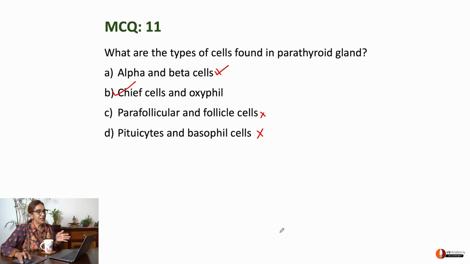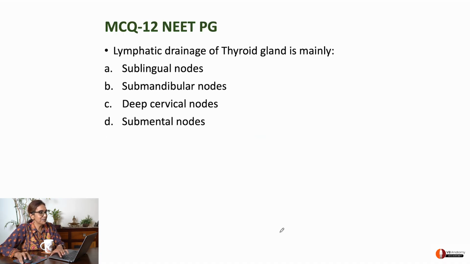So when you're solving this, understand not only what is the correct option, but also understand which gland has the other types of cells. Then it makes sense. B is the answer. Lymphatic drainage of thyroid gland is mainly sublingual nodes, submandibular nodes, deep cervical nodes, submental nodes. I think it should be deep cervical nodes.